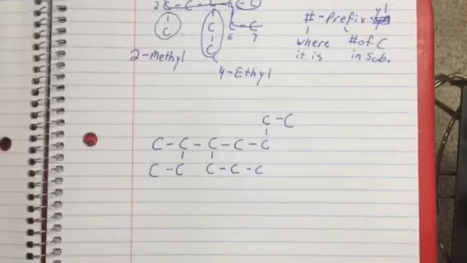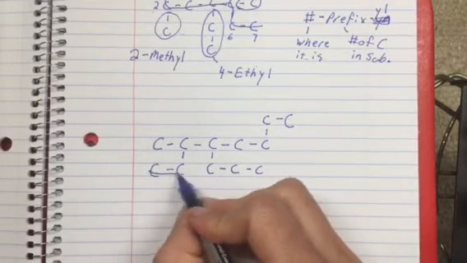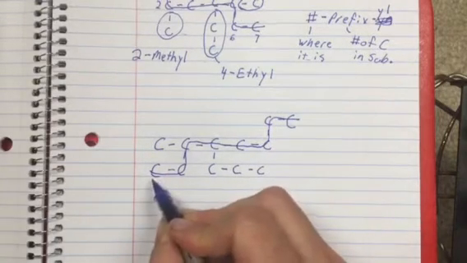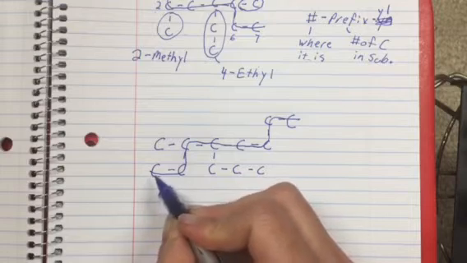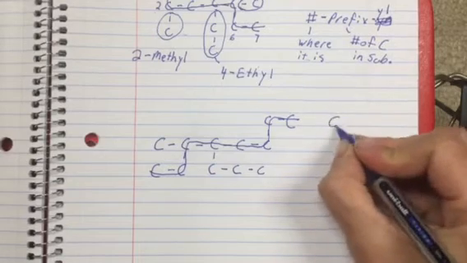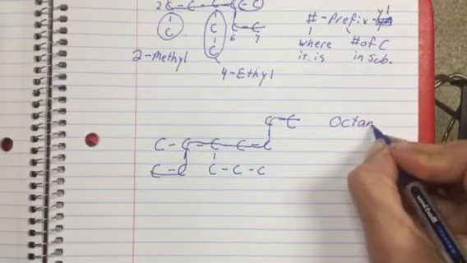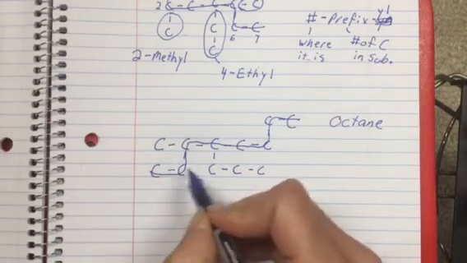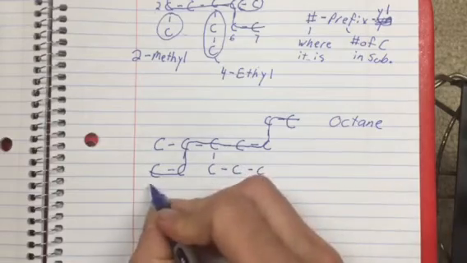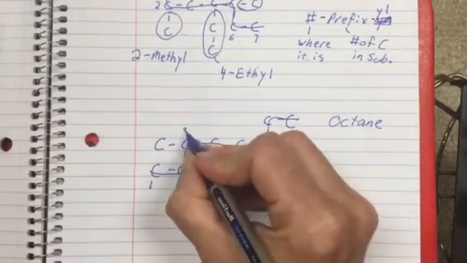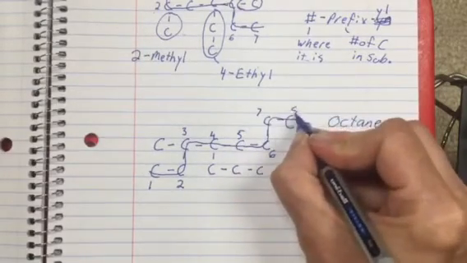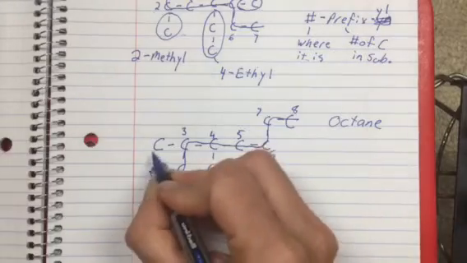Again, we find our longest chain, which should run here to there. Just like we did yesterday, you still need to count them. 1, 2, 3, 4, 5, 6, 7, 8. So this is octane. Okay, and then you number them. So here it'd be 1, 2, 3, and here it'd be 1, 2, 3, 4, 5. So we go with the 3. 1, 2, 3, 4, 5, 6, 7, 8, and then we give a name to each of our substituents.